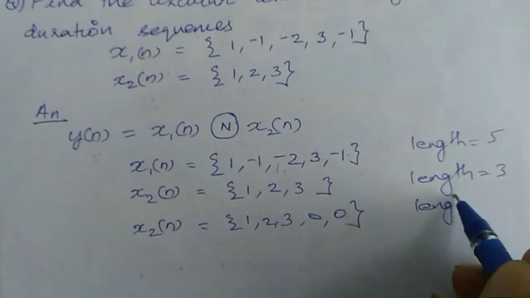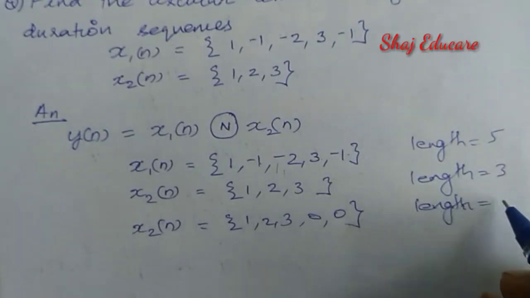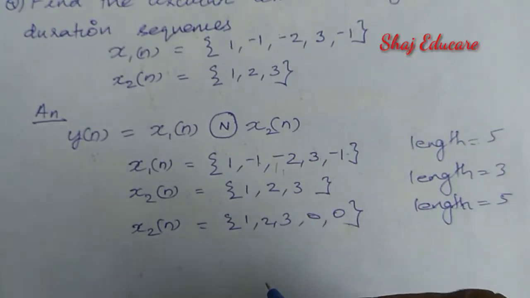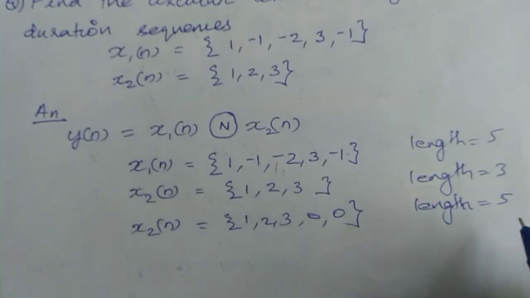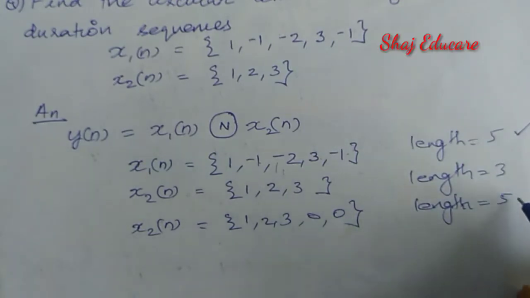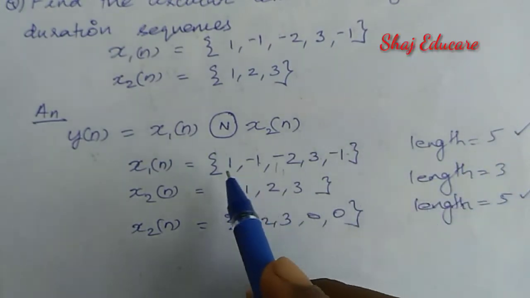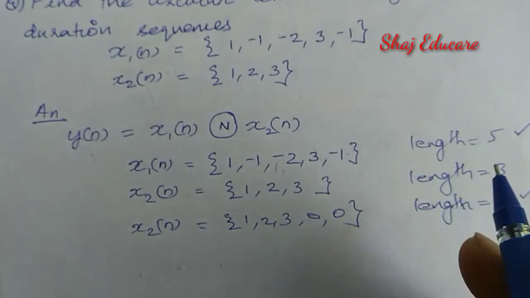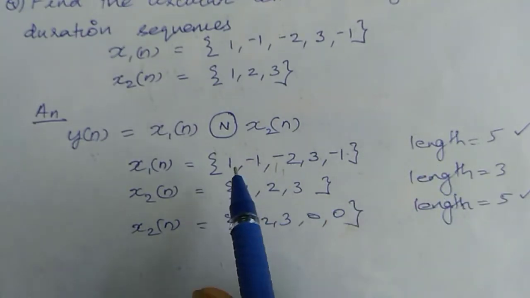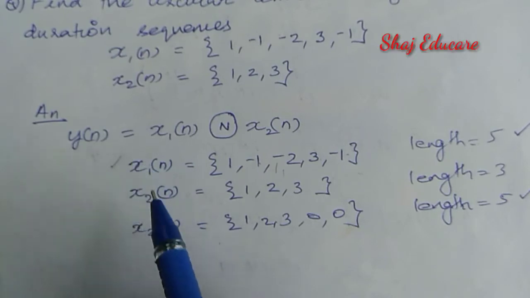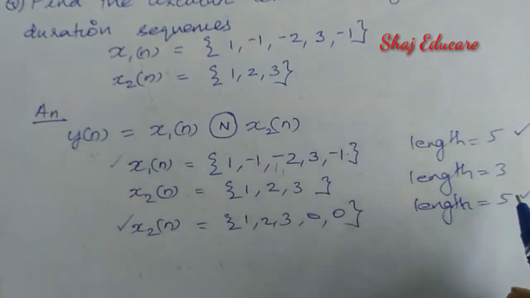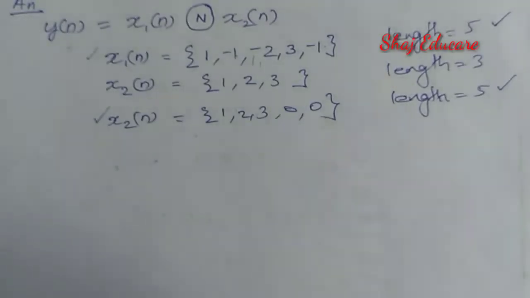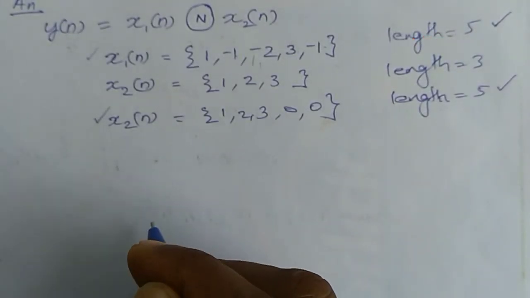Now the length is equal to 1, 2, 3, 4, 5. The total number of elements in the second signal x2 of n is 5, so the length is 5. Now x1 of n and x2 of n are of the same length, so we can perform the circular convolution between them. Now let us go through the procedure.